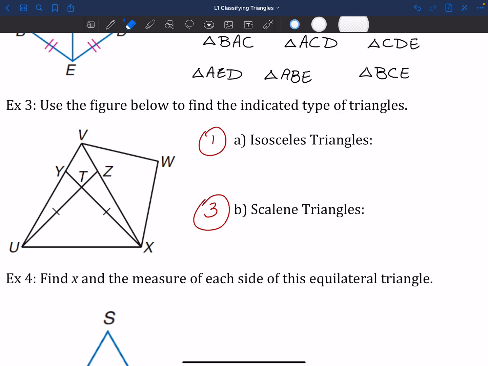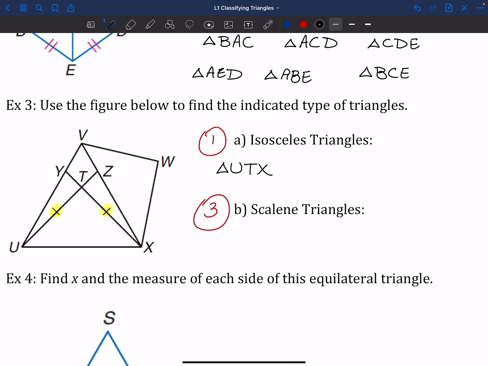So hopefully you gave that a go. Let's see how we can do. If I'm looking for isosceles triangles, the easy one to find is just where it mentions that they have the same side length, right there and right there. So what I'm going to have is triangle UTX.